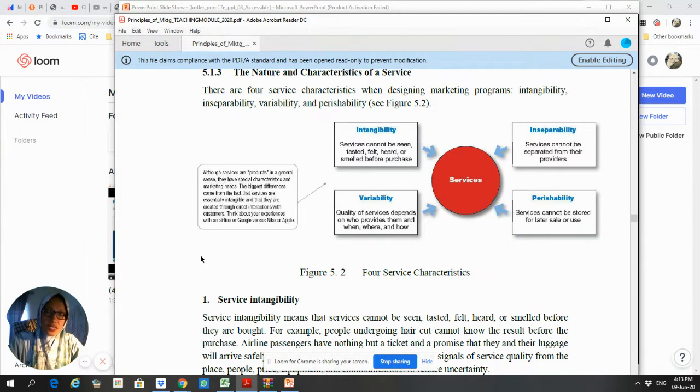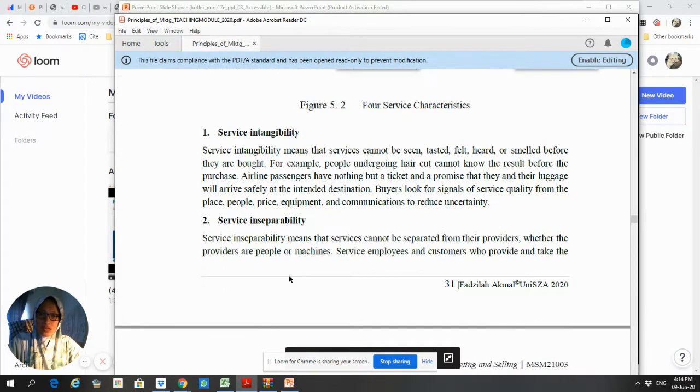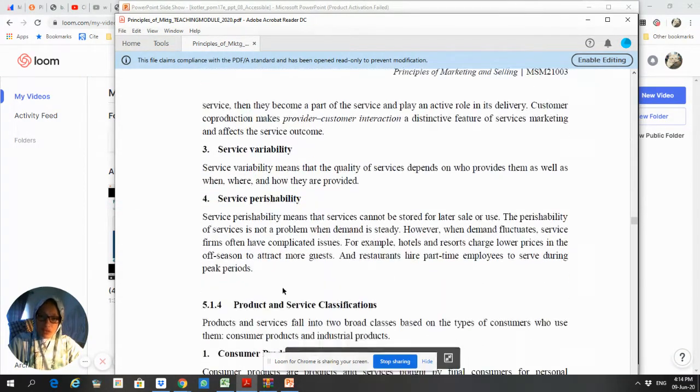Okay, then the last one is perishability. Perishable, cannot be stored for later sale or use. Can we store any teeth, cabut gigi? No. Alright, that's service. That's a difference between service and product.